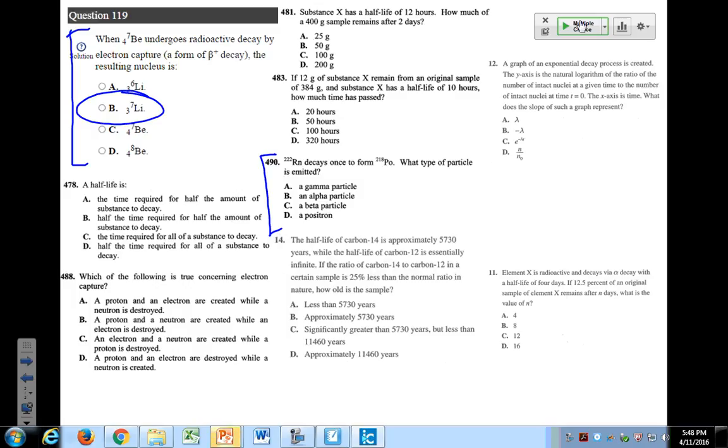Now let's look at 490. Radon decays to, what's that, polonium, I think? What type of particle is emitted? We're looking at 490. You should be able to look at the mass number pretty quickly and realize what kind of particle it emits. After this, we'll do 488. Just want to look at that.